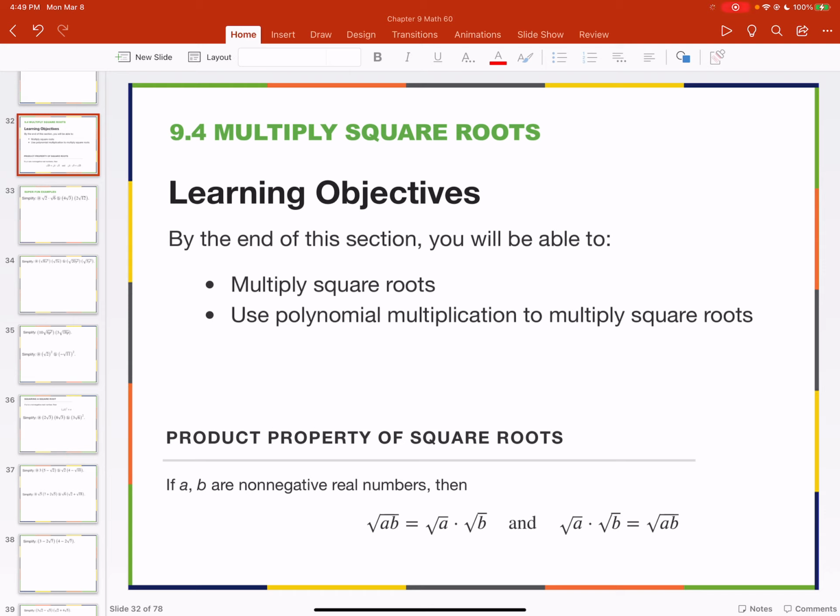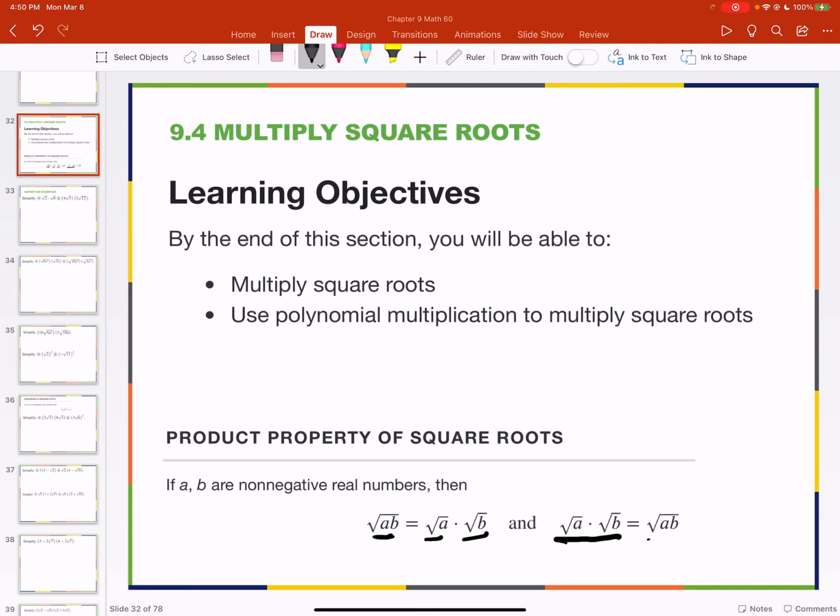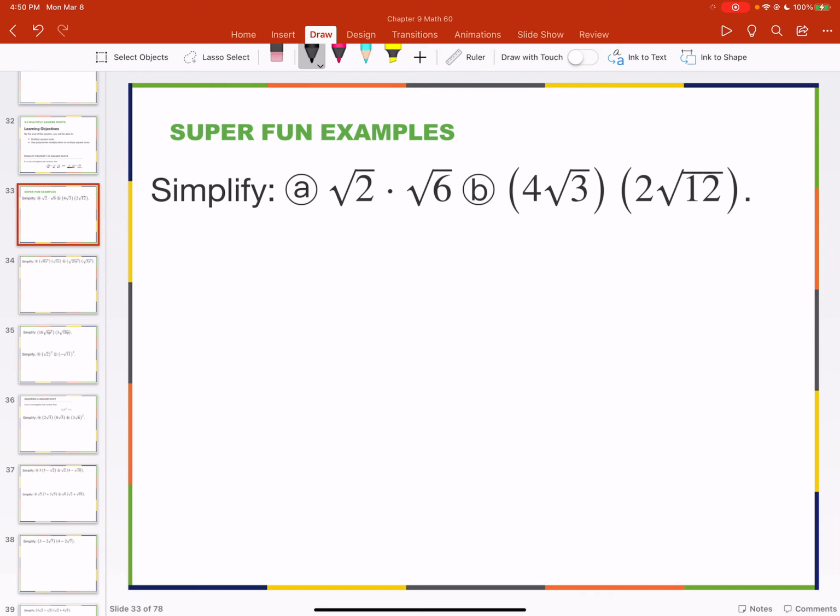So basically we're going to just use this property here. We used this earlier: if you take the square root of a product, you can factor it into the product of two square roots. Similarly, if you have the product of two square roots, you can rewrite that as a single square root with the product underneath. So let's say, for instance, here, for A, we have square root of 2 times square root of 6. That becomes square root of 12, right? Square root of 2 times 6.